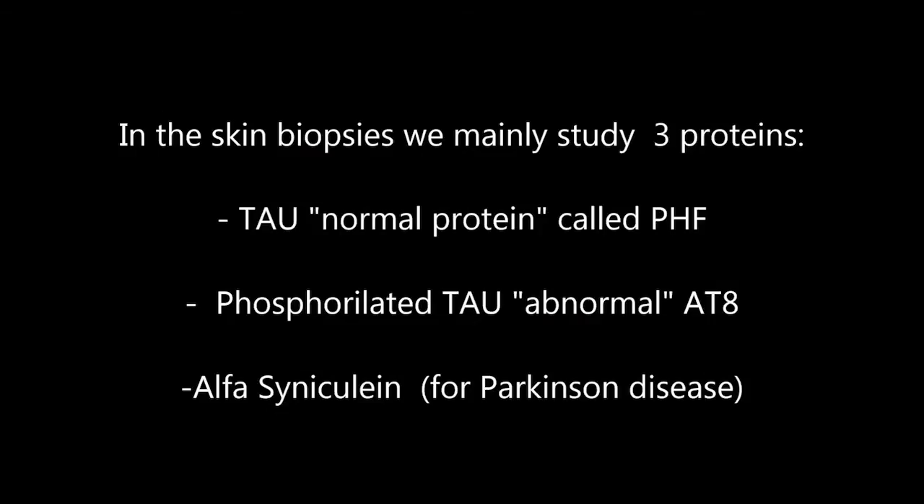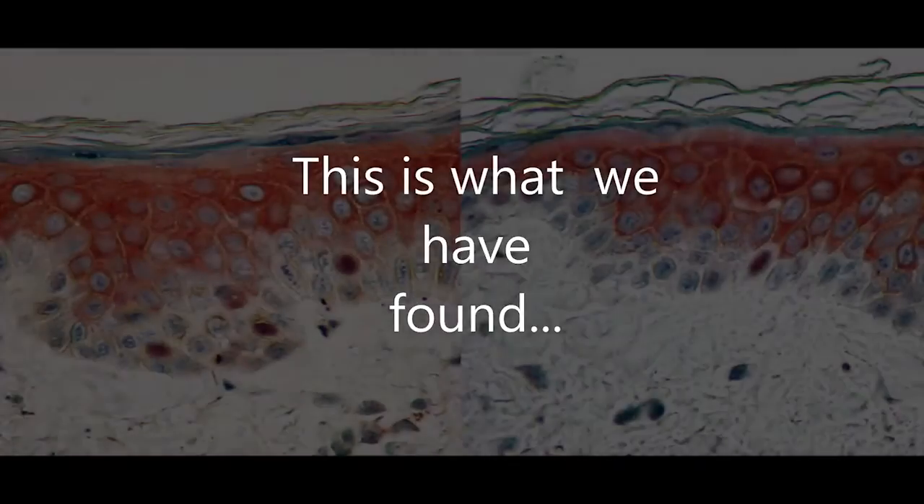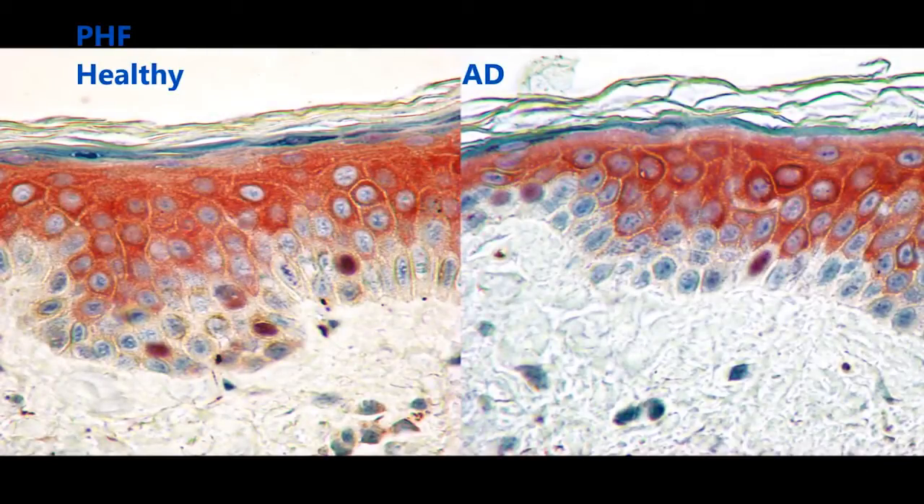In the skin biopsies, we mainly studied 3 proteins: tau, the normal protein called PHF; hyperphosphorylated tau, the abnormal AT8; and alpha-synuclein for Parkinson's disease. This is what we have found. In these pictures, we observe the normal tau protein present in the skin. As we can see, there is no difference between the healthy patient on the left side and the patient with Alzheimer's disease on the right side.